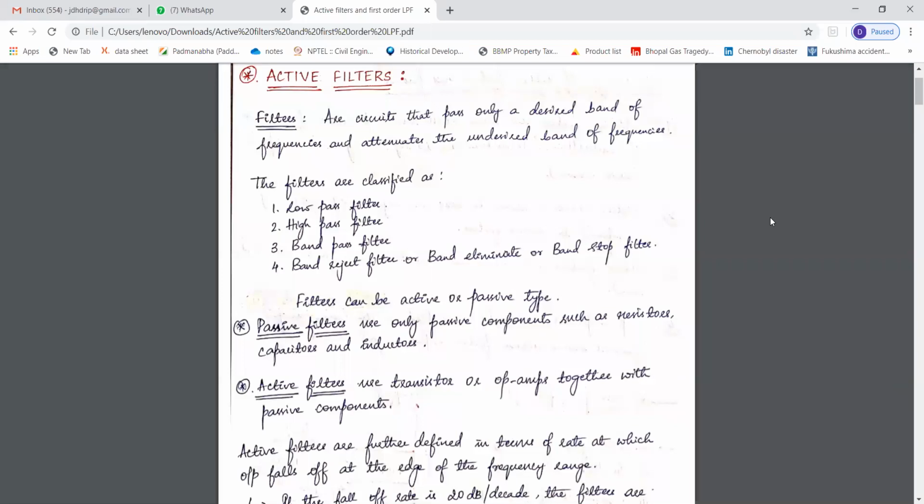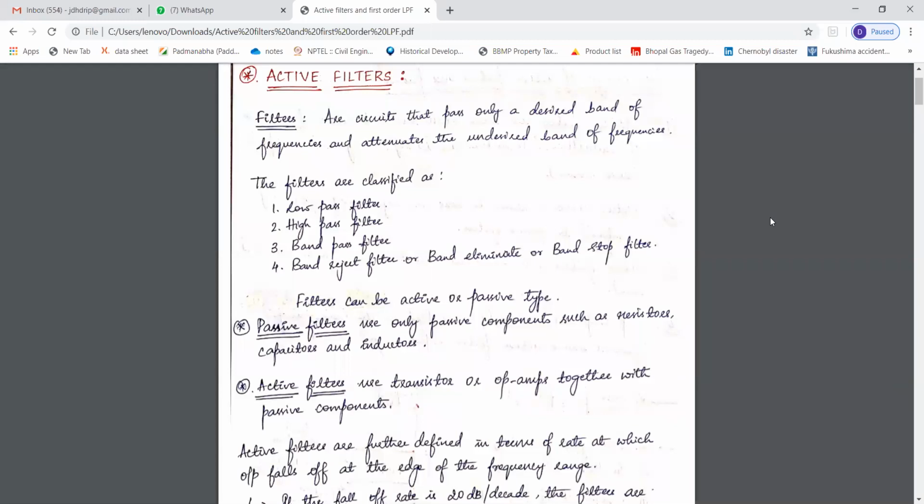In the previous session, we studied small signal half-wave rectifiers. Now in this session, we'll study active filters. Before moving on, we should know what a filter is.